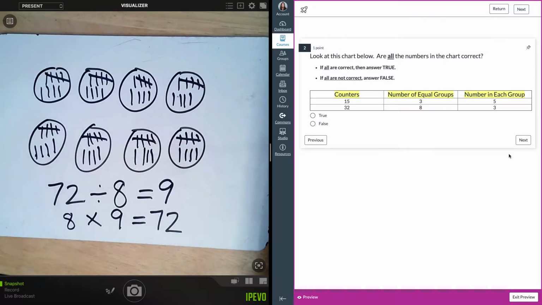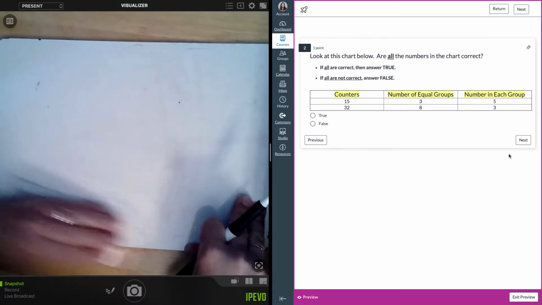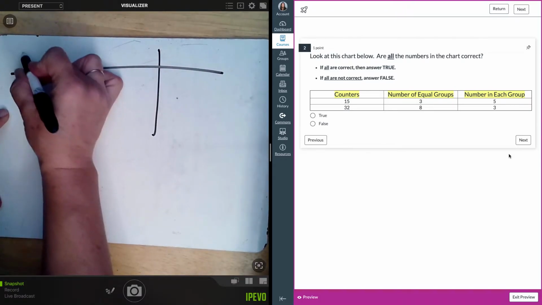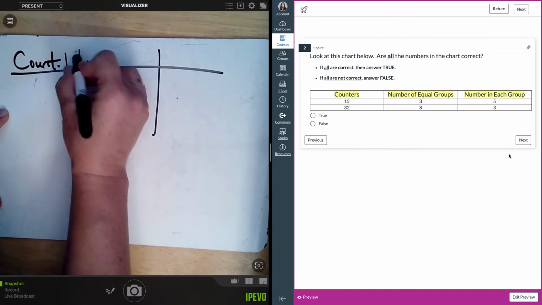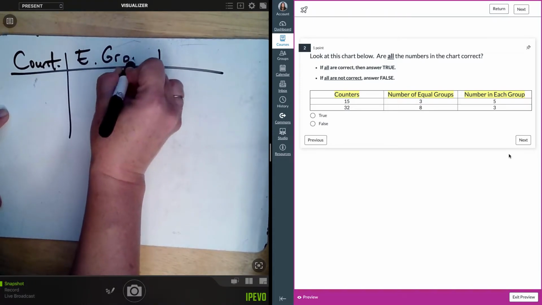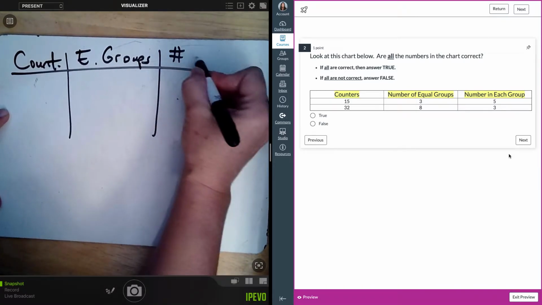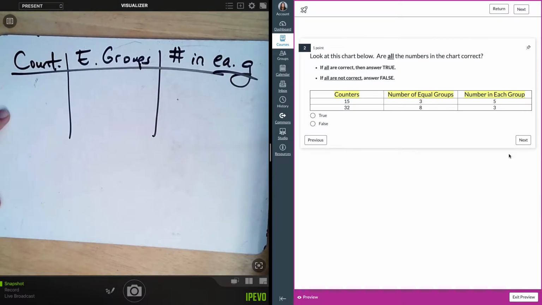Now, look at this chart below. Are all the numbers in the chart correct? If all are correct, then answer true. If all are not correct, answer false. So let's take a look. If I have my counters, and then I'm just going to put E groups for equal groups, and number sign, in each group. Okay, I'm just abbreviating a little bit for my notes.